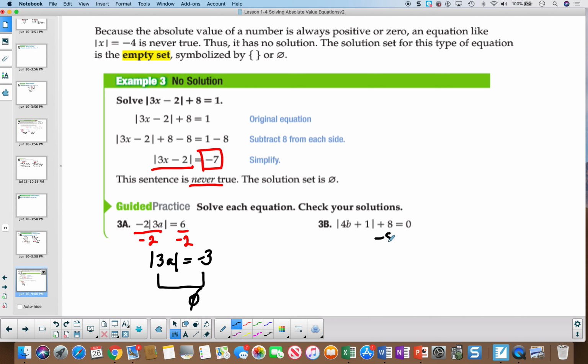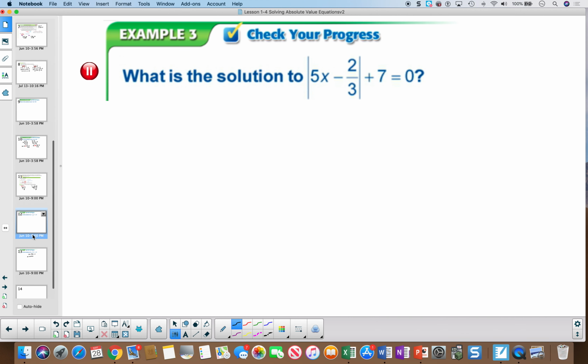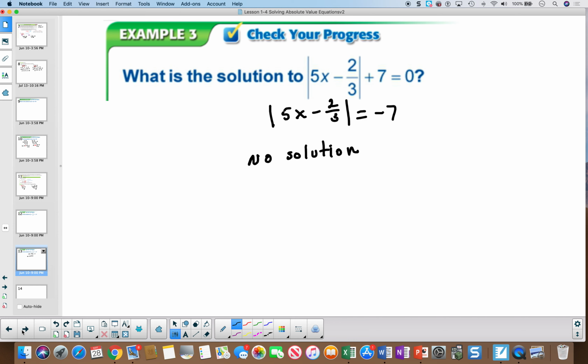If I subtract 8 on both sides on this particular problem, I'll get the absolute value of 4b plus 1 is equal to -8. And again, this doesn't make sense. An absolute value, which represents a distance, is not negative. So we say it's the empty set. There is no answer here. Pause and see what you can do. And here's the answer.